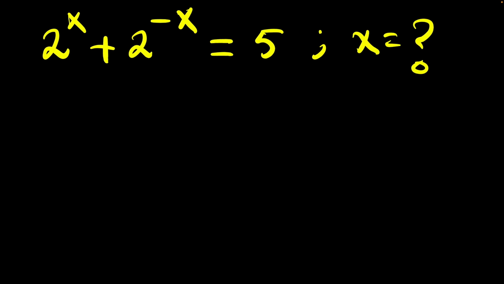In order to solve the question, first of all I'm going to simplify the question a little bit. So I'm gonna write 2 to the x plus, instead of 2 to the minus x, I'm going to write 1 over 2 to the x equal to 5.